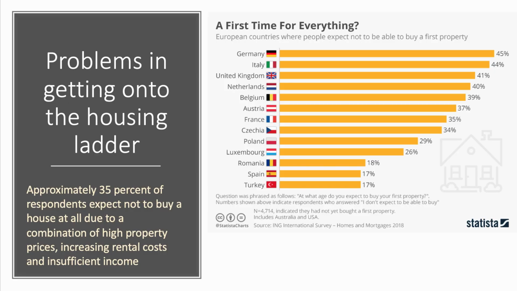Here's some data to show some of the issues here. This is data from a survey by ING in 2018 asking, at what age do you expect to buy your first property? The numbers show the people who said they don't expect to be able to buy, and approximately across these countries about 1 in 3 people said they didn't expect to buy a house at all. High property prices, the cost of renting, not enough income to afford a mortgage, for example. In Germany that figure is 45%, in the UK that figure is 41%. So there are significant housing affordability issues.